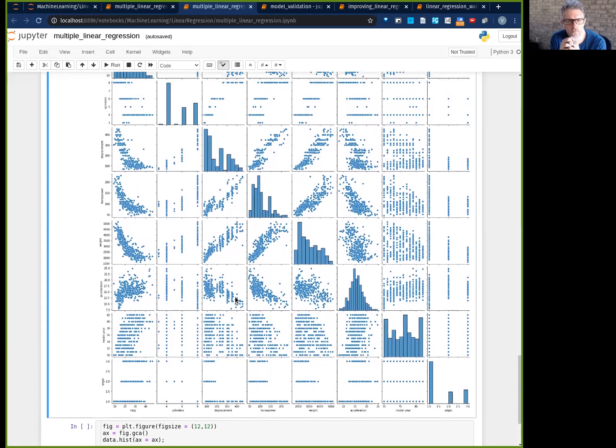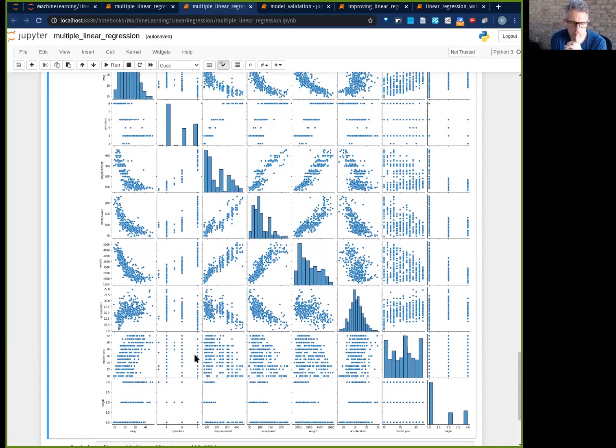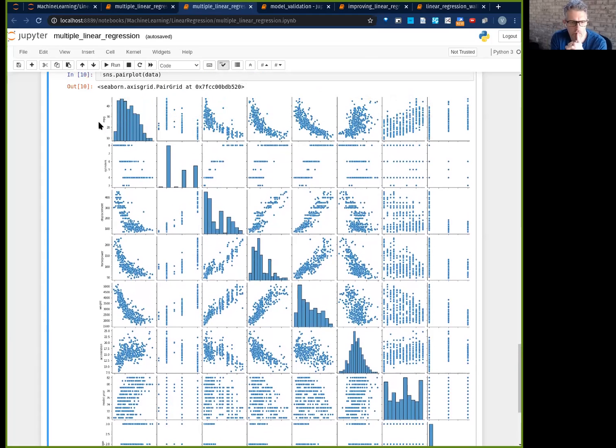Now, one thing you might notice is, what about this diagonal here? Because it's very different from the rest of it. That's because we have miles per gallon here versus miles per gallon here. If I had miles per gallon here and miles per gallon here and actually plotted out those values, what would I expect to see? And I'll give you a hint, it's not this.